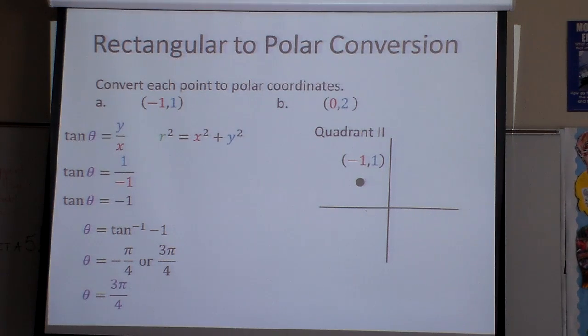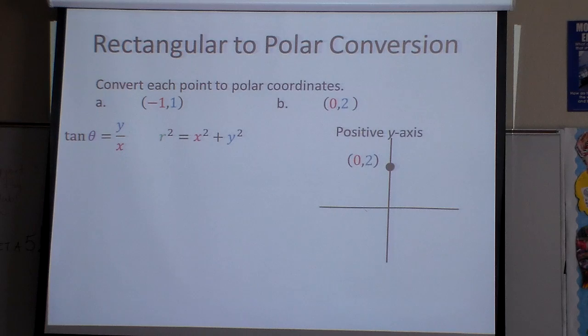So that's theta. How can I find r? Plug it in, plug it in. Notice x is negative 1, y is 1. Square them. So r squared is 2, so that means r is the square root of 2. So my point would be square root of 2, 3 pi over 4. Woo-hoo!